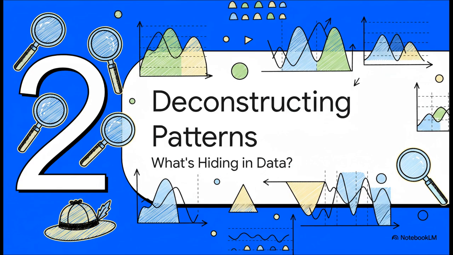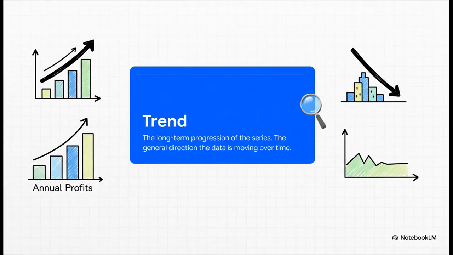Okay, so now that we know what our data looks like, it is time to put on our detective hats. A time series is rarely just one simple thing. It's usually a combination of several different patterns, all layered on top of each other. The first and, let's be honest, most obvious clue is the trend. Is the data generally moving up, down, or is it staying flat over a long period? Think of a company's growing annual profits, or maybe the slow decline in a city's population. That's the trend. It's the big picture direction.